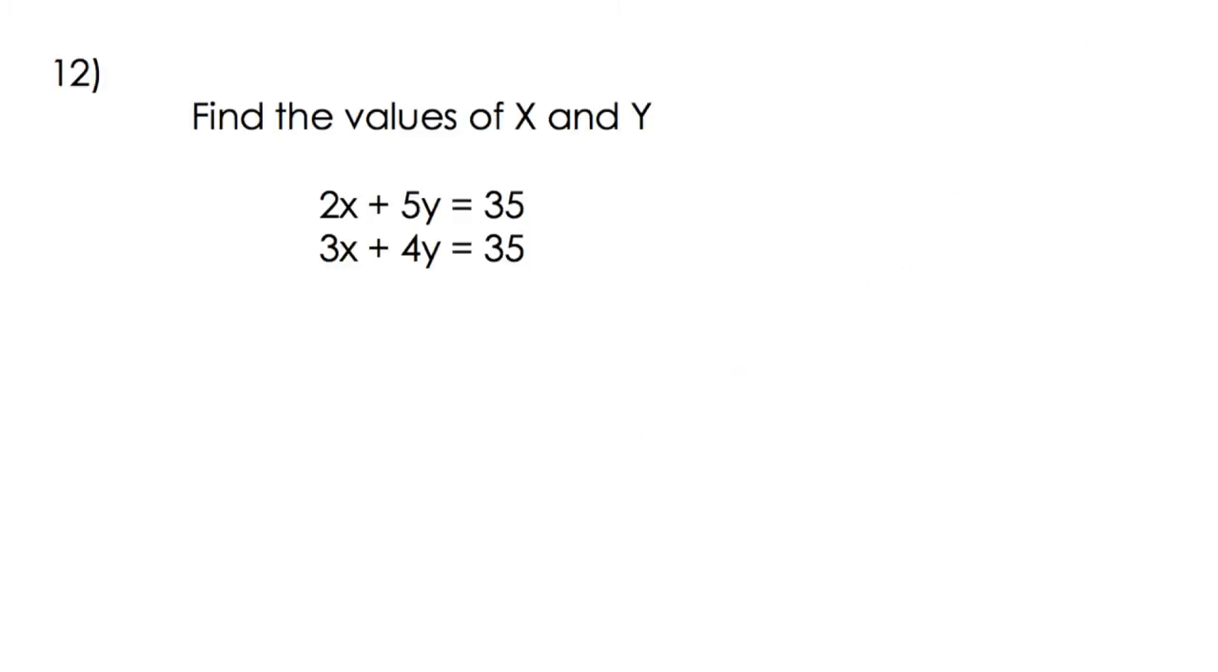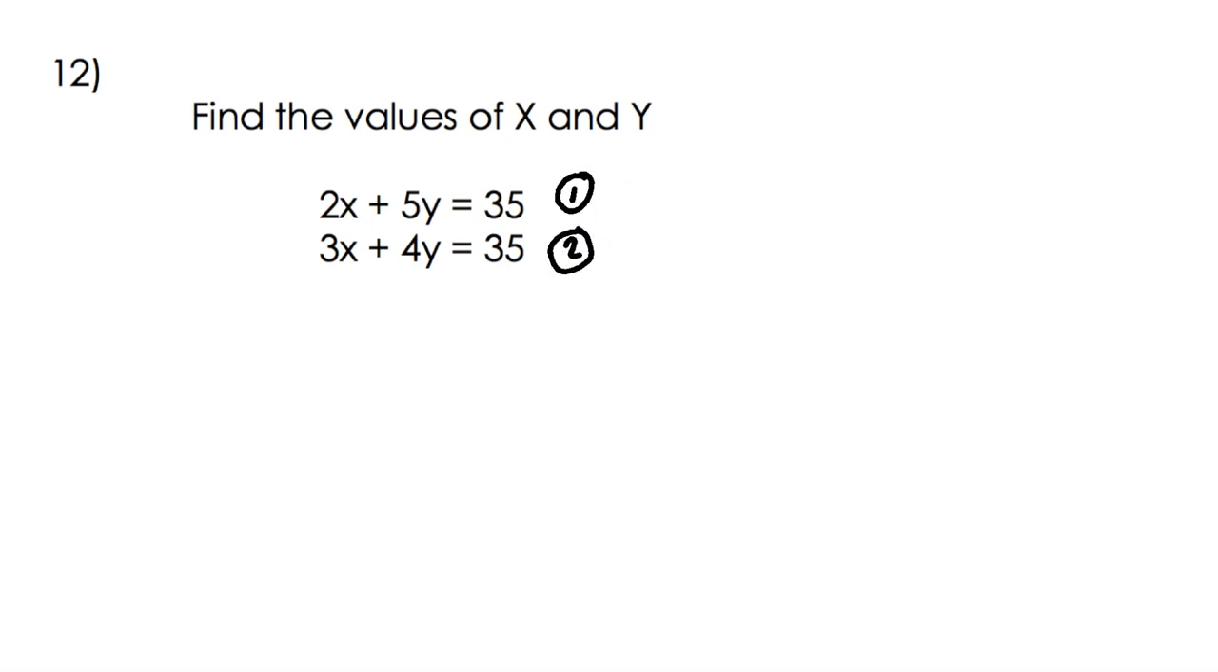Question 12. Find the values of x and y. 2x plus 5y equals 35. 3x plus 4y equals 35. First thing I'm going to do is to label the top equation, equation number 1, and the bottom equation, equation number 2. So, equation number 1 and equation number 2.